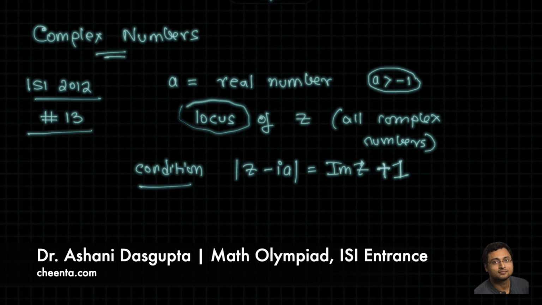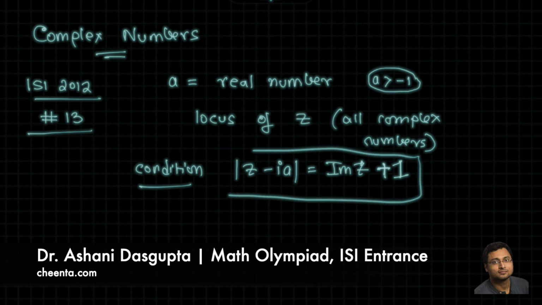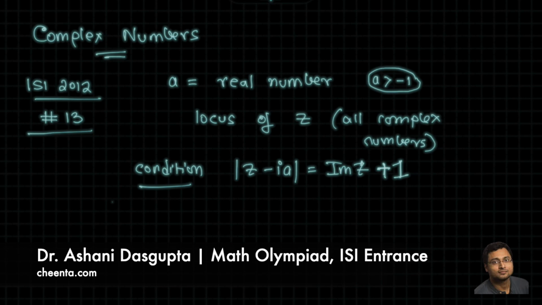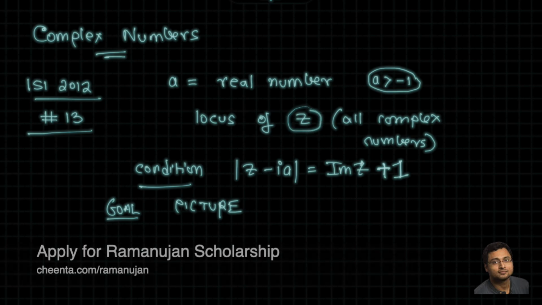When I say locus, you can think of it like this: find the set of all complex numbers z which satisfies this condition. Now if you plot those complex numbers in the Argand plane, what is the picture that you will get of the collection of all such complex numbers z such that this particular condition is satisfied?